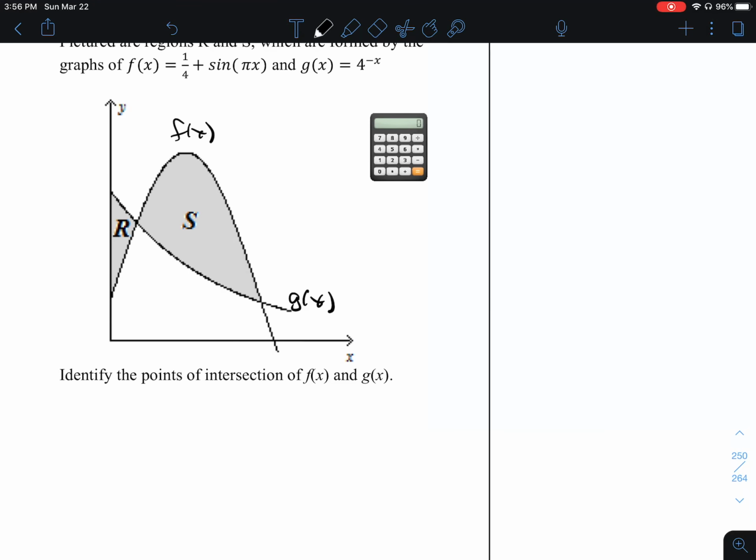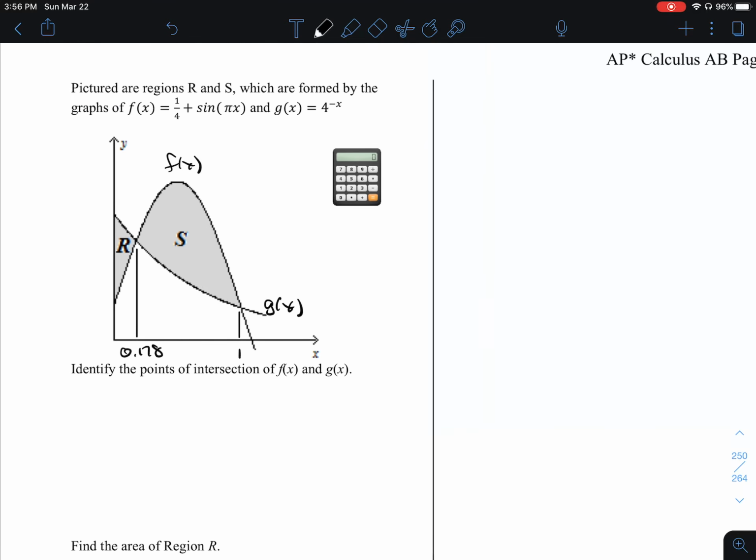Identify the points of intersection of f and g. Well, I found this point of intersection here to be 0.178. It's the x value. And this one here to be at 1. So I got 0.178 followed by a y value of 0.781. That doesn't sound too coincidental, but that's what I had on my paper. Hopefully that's great. And this other one was 1, 1/4.